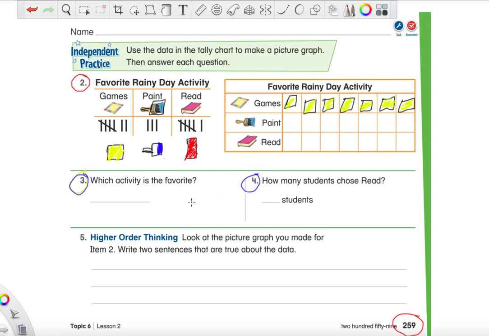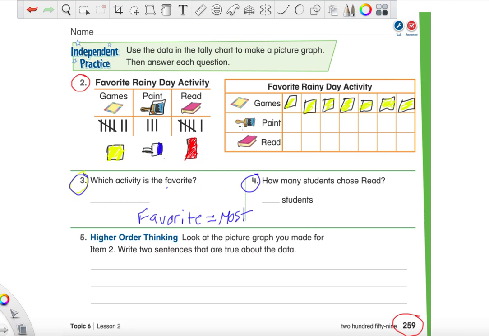I am going to read them to you, especially since I want to point out one specific word in number 3. It says, which activity is the favorite? Now, when you hear favorite, we're going to think of a different word, because you might be thinking, what does that mean? So favorite, all that means, we can say it equals the word most. So when you hear the word favorite, that just means which one had the most votes. And then number 4 says, how many students chose reading? And then they want that number.